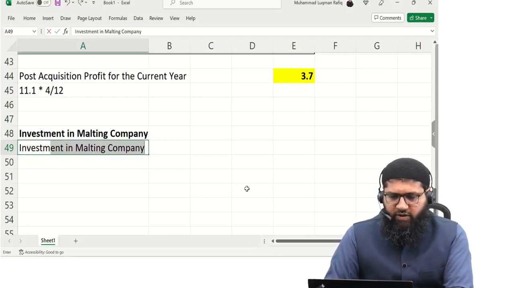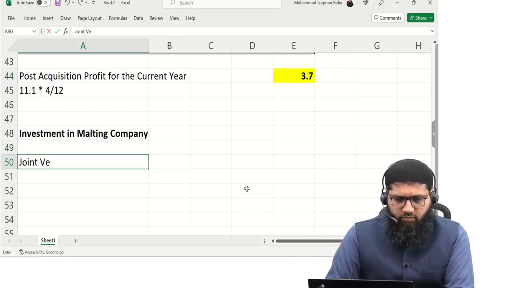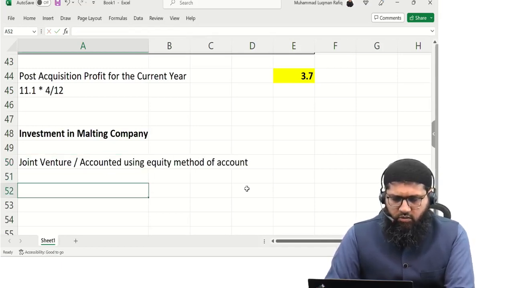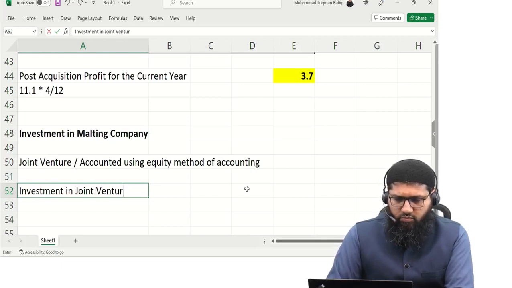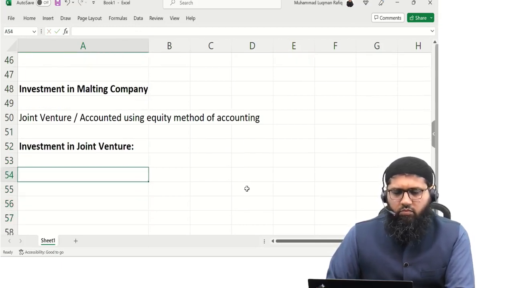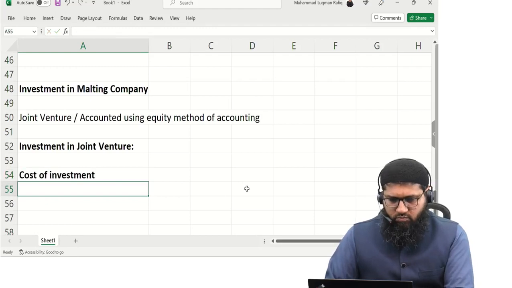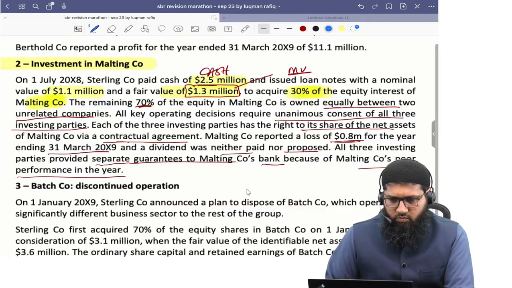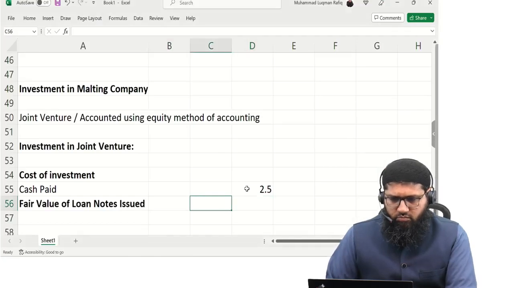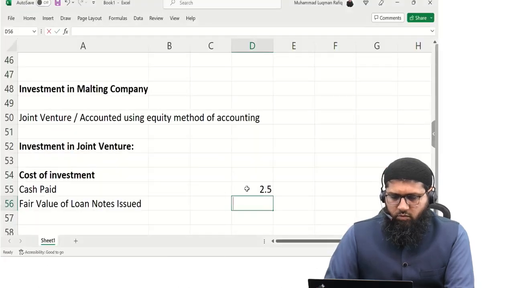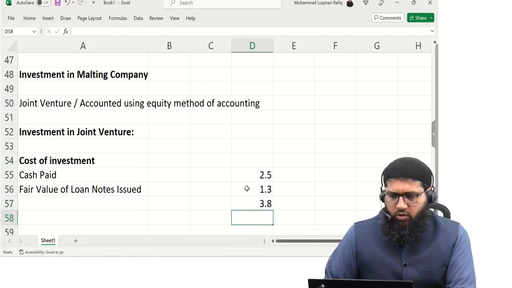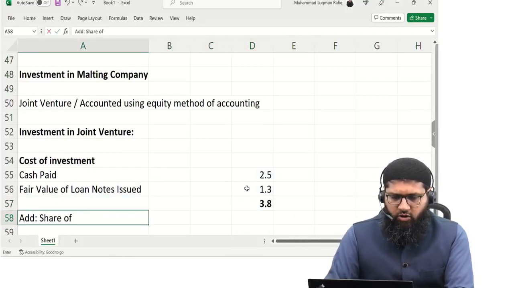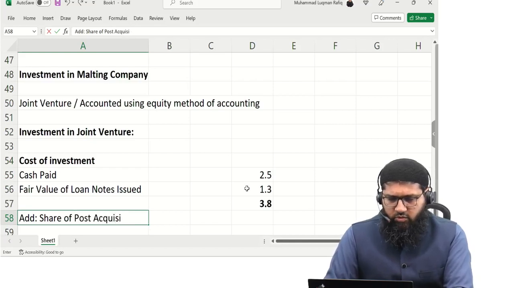The investment in malting company, a joint venture, is accounted for using the equity method of accounting. Investment in joint venture. Cost of investment: cash paid 2.5 million, fair value of loan notes issued 1.3 million, total 3.8 million. Add share of post acquisition reserves.